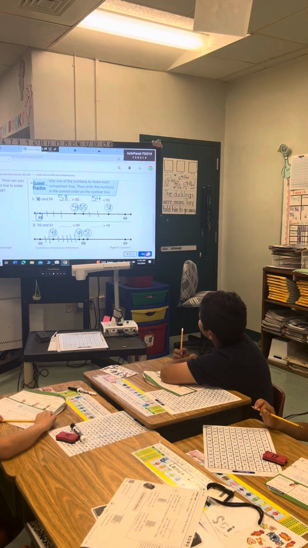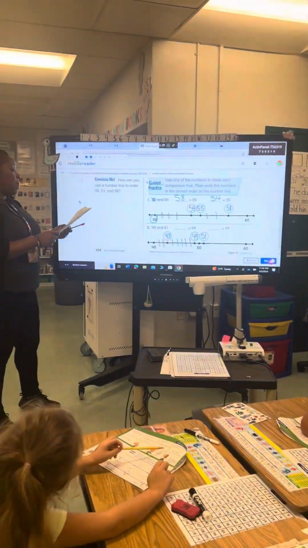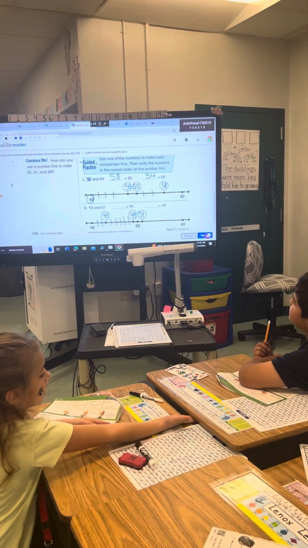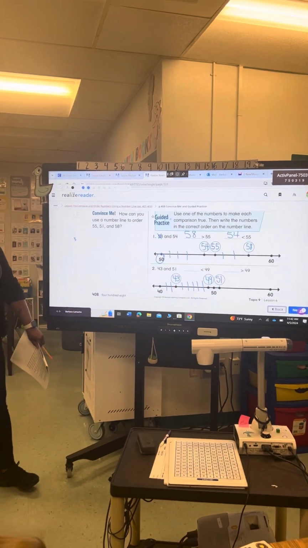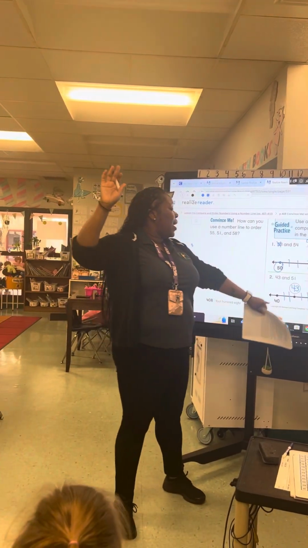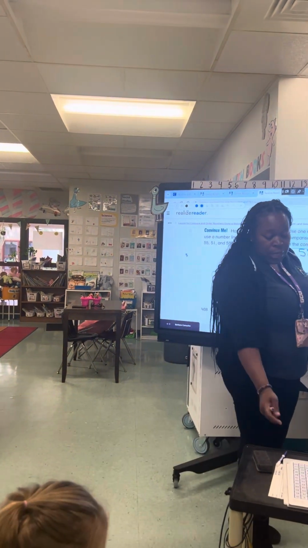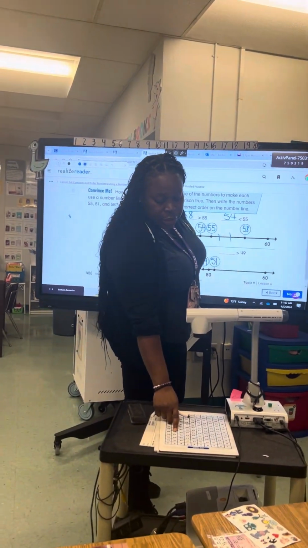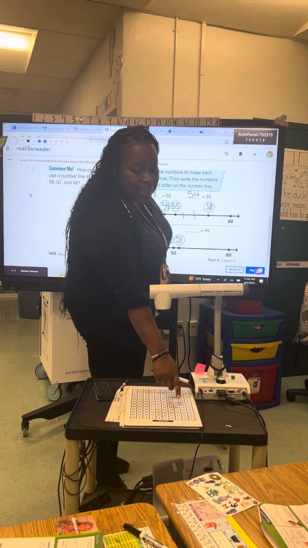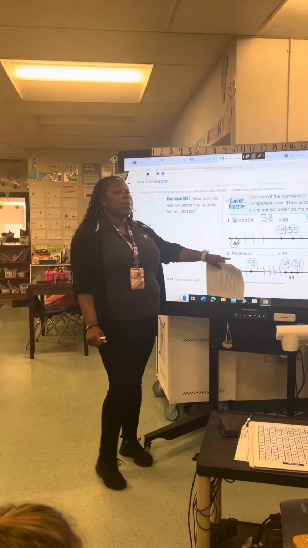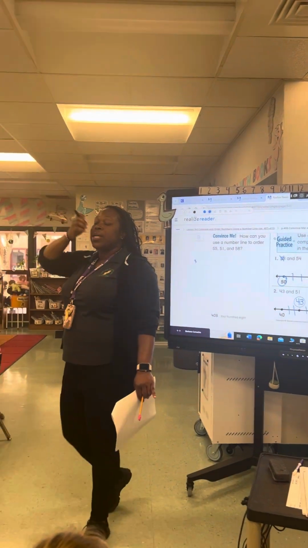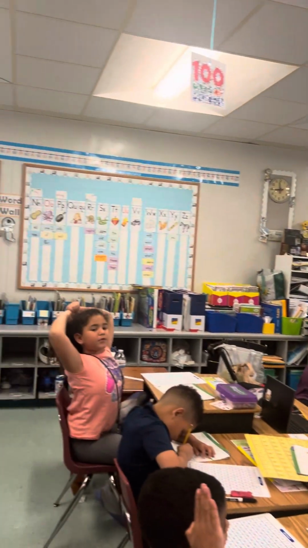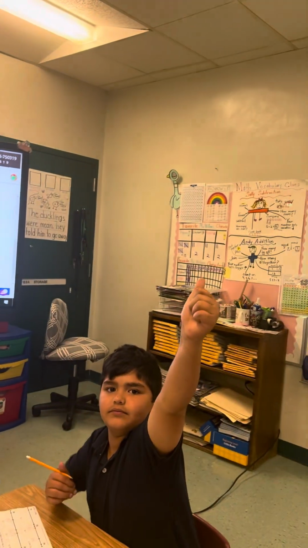Okay, now that we have correctly plotted the numbers, I am going to make a comparison true. I must decide which of these numbers is less than 49. Raise your hand if you can tell me which number is less than 49. Remember, if you need help, look at your hundreds chart and look for the number that is less than 49. That's up here. Remember, it's either number 43 or 51. Who can tell me which number is less? Eliana? 43. Is she correct? Thumbs up, thumbs down. She is correct.